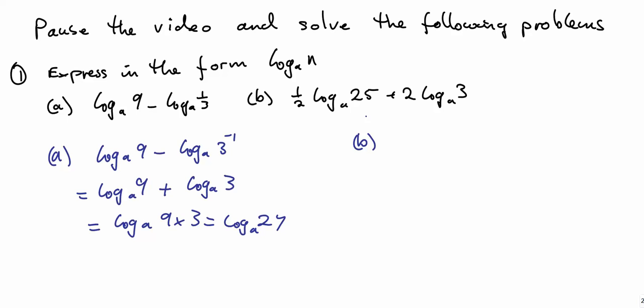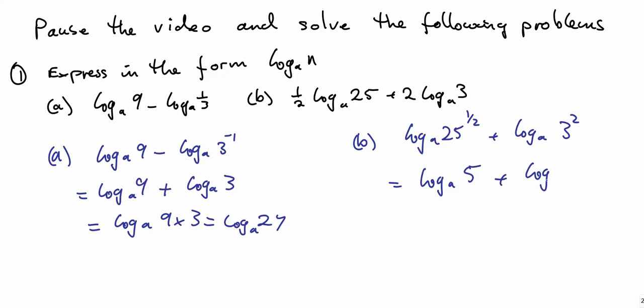B, a half log 25 plus 2 log 3. We're using the power rule on both of those logs. A half log 25 is log 25 to the half, and 2 log 3 is log 3 squared, and so 25 to the power of a half, of course, means the square root, so the square root of 25 is 5, so that's log 5 plus log 3 squared, which is log 9, and we're using the addition rule. We can multiply 5 and 9 to make log of 5 nines, which is 45.